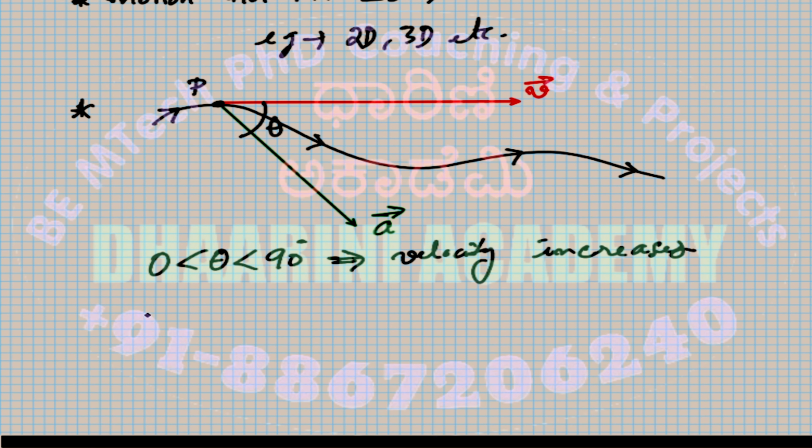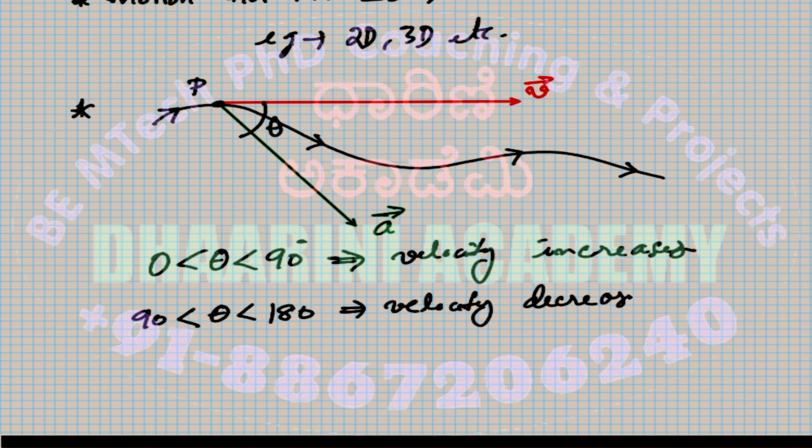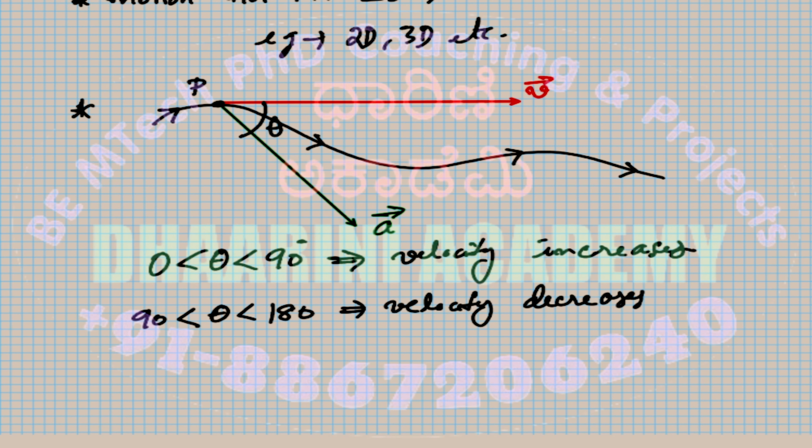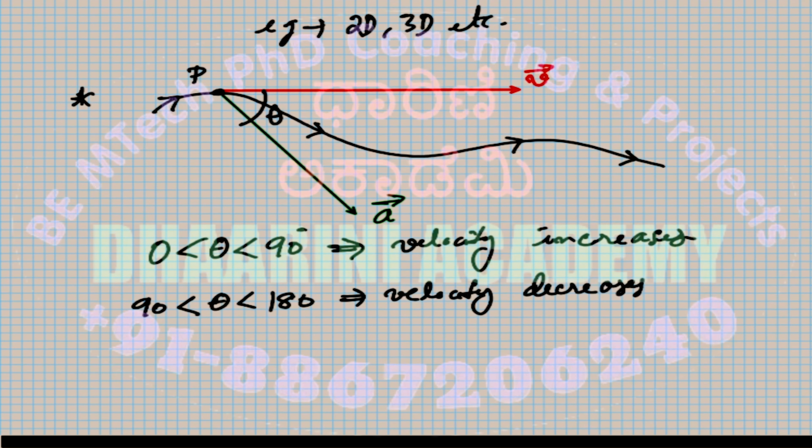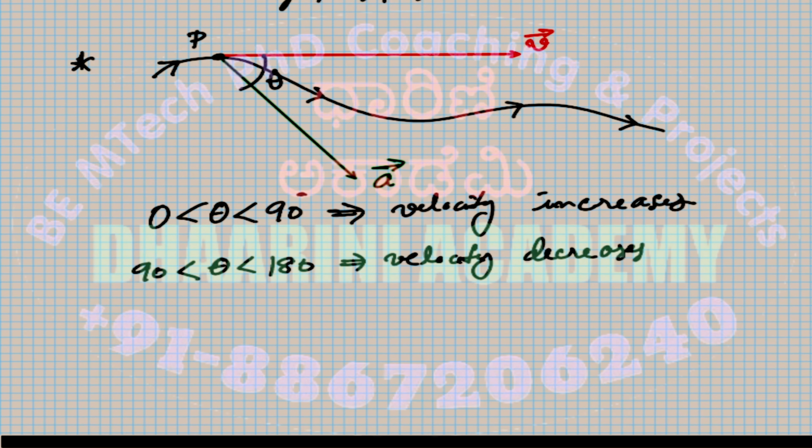Whereas if 90 is less than theta less than 180, then the velocity decreases. That is because the acceleration is causing the system to put some brakes, right? You are reducing the speed. That's why the velocity reduces. You are doing a deceleration. Okay, so these are the basic things we need to understand before we go further about the classification of motion. Okay, let's go for a quick problem.